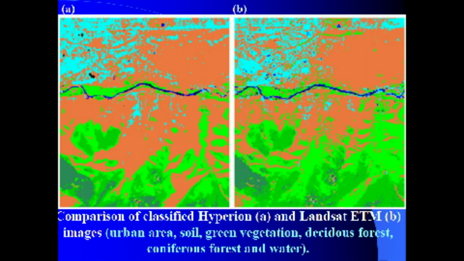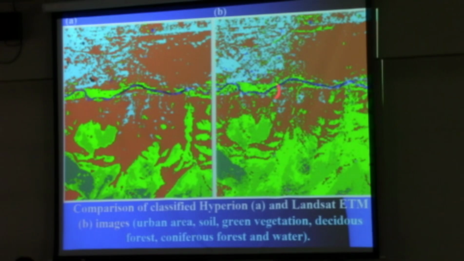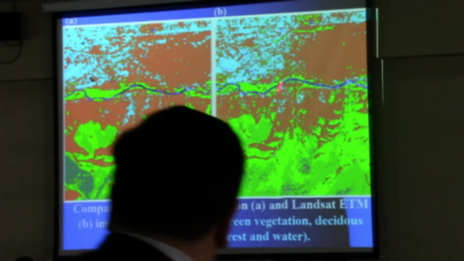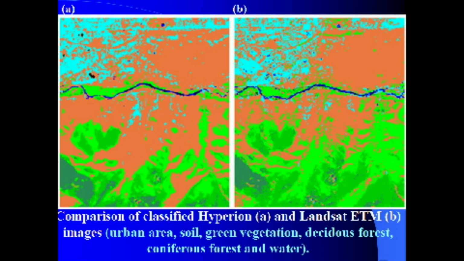Well, these are the results, the comparison of the results of the hyperspectral and optical images. This is the result of the classification obtained by the Hyperion image, and this is the result of the classification obtained from Landsat images. If you look at these two results, we can see that the performance of the hyperspectral datasets is much better than the performance of the traditional optical images.